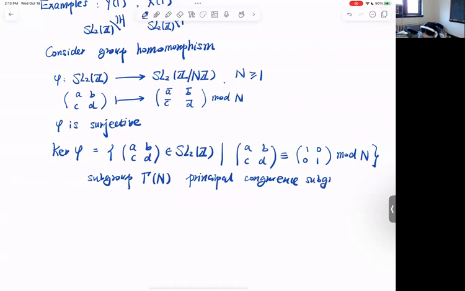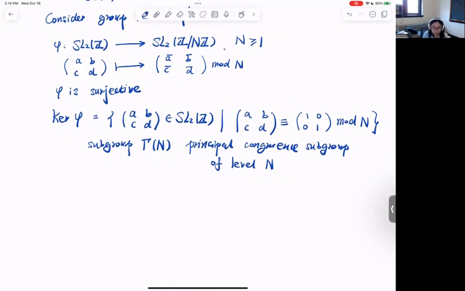Subgroup of level n. Okay, so this is one family of subgroups of SL2Z, very naturally obtained. I gave you a homomorphism and I took its kernel. This is a set of normal subgroups.